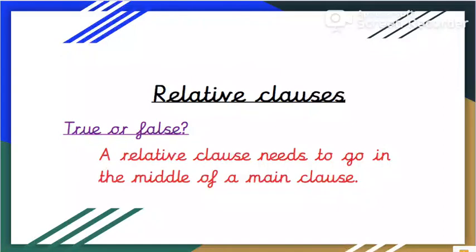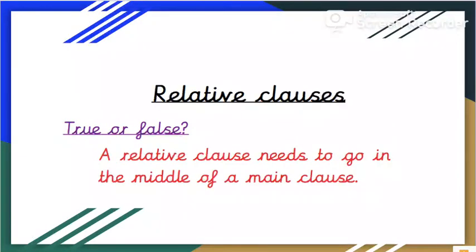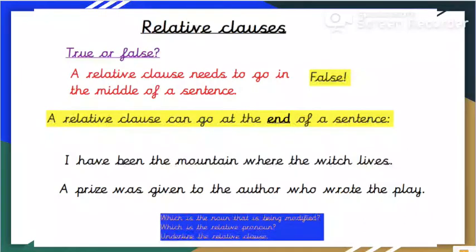Okay, true or false? A relative clause needs to go in the middle of a main clause. I'm going to go back to this page that we just looked at, where we looked at all the different relative clauses, see whether that helps you to answer the question. So this is false. A relative clause doesn't have to go in the middle of a sentence. It can go at the end of a sentence as a dessert.